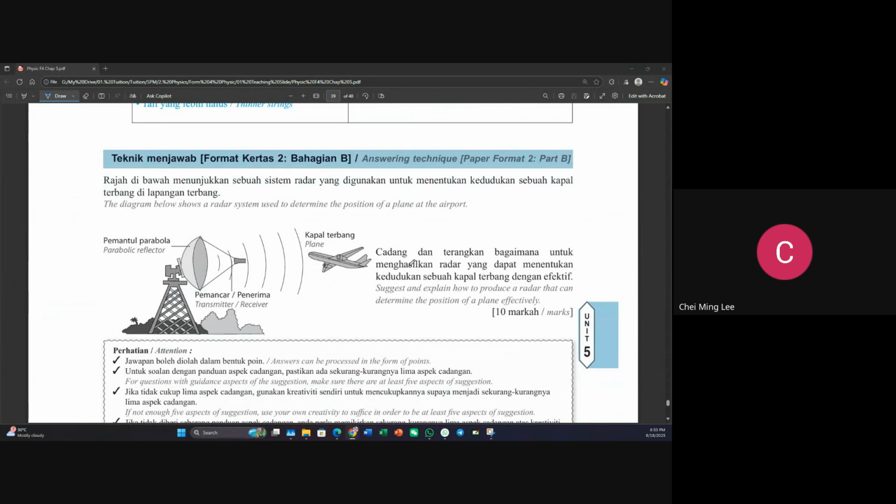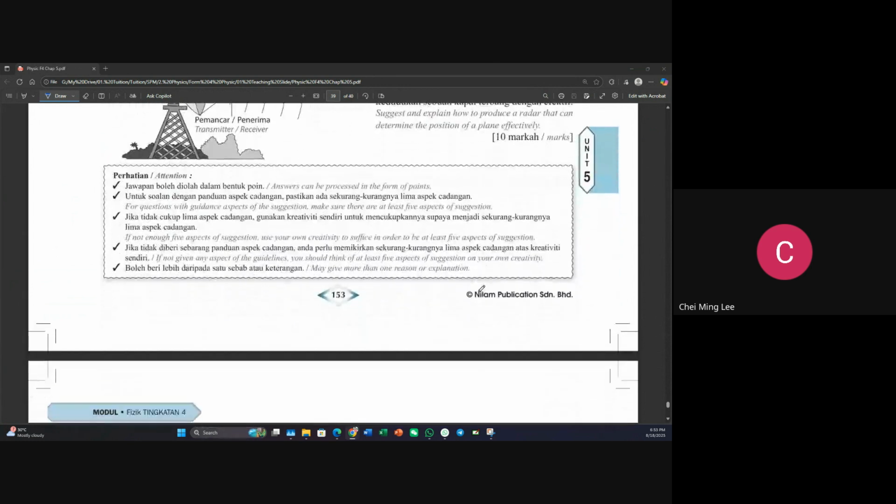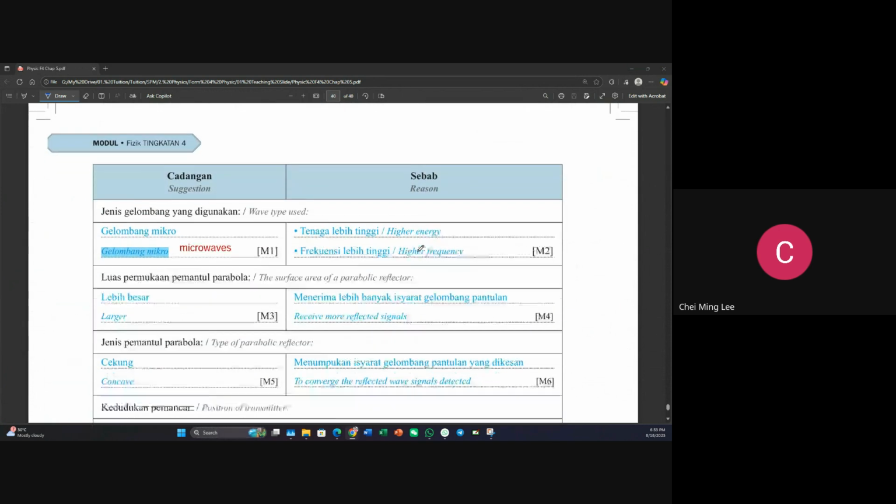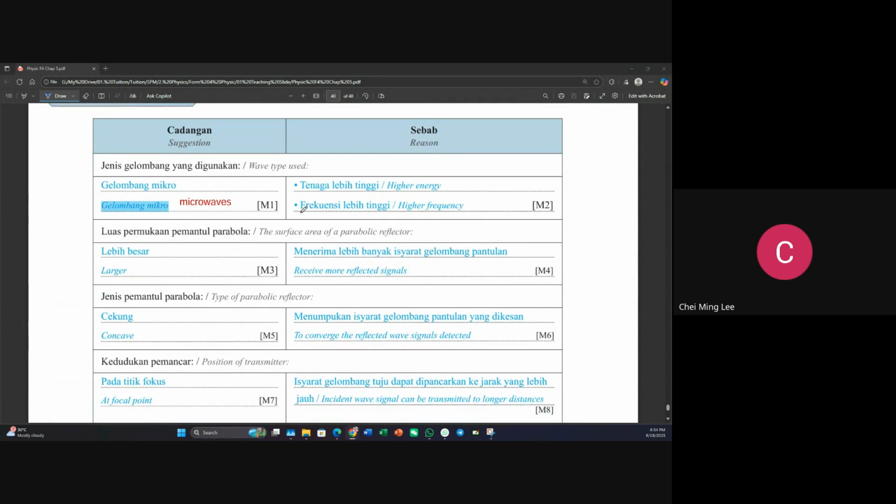So you see, the question wants you to suggest and explain how to produce a radar that can determine the position of the plane effectively. So this one actually gives you the way of doing it. So we go straight to the answer. In terms of the wave, we use microwaves, which have higher energy and higher frequency. Higher energy, higher frequency means that it can go far away. We can capture the reading far away.